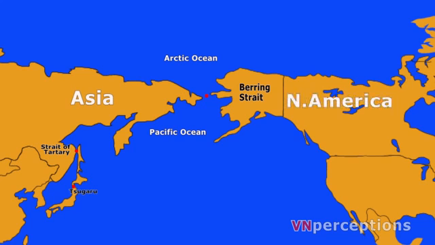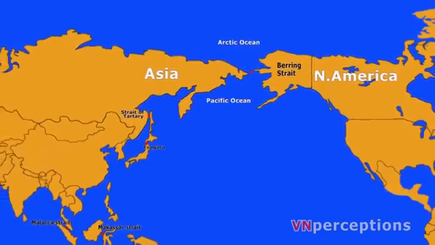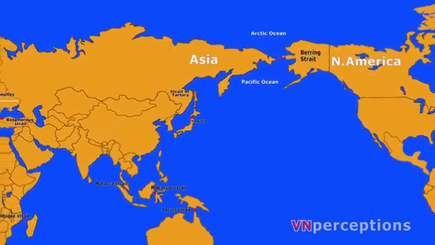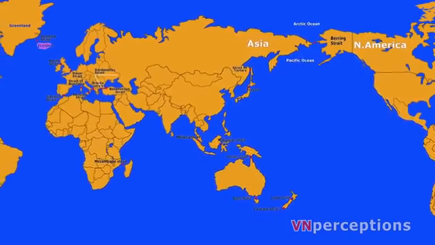At the narrowest point, its width is 82 kilometers. On one side lies Cape Dezhnev, Russia, while on the other side lies Cape Prince of Wales, Alaska, which belongs to US.